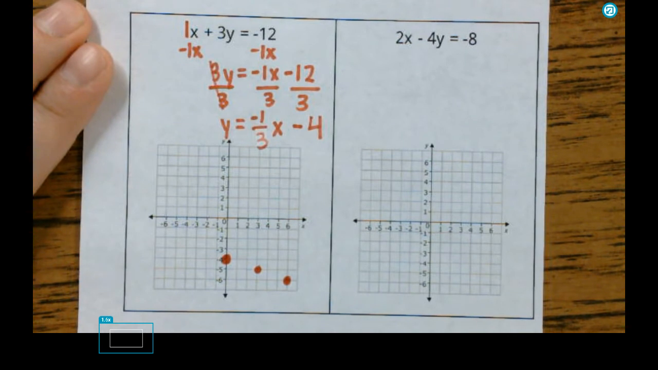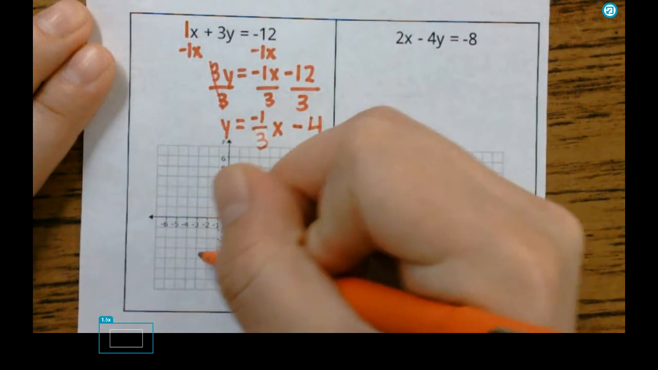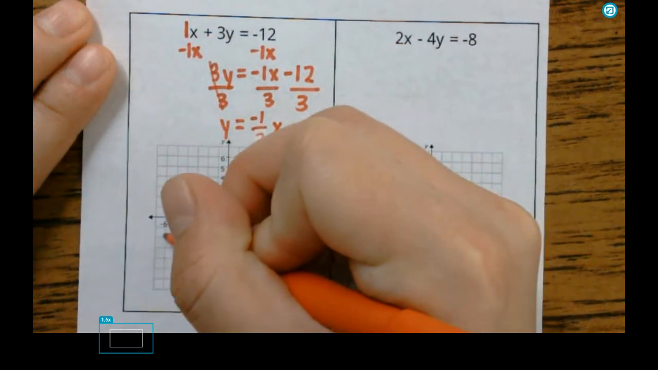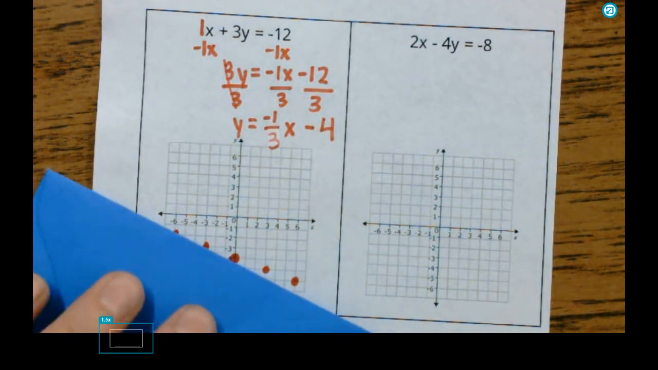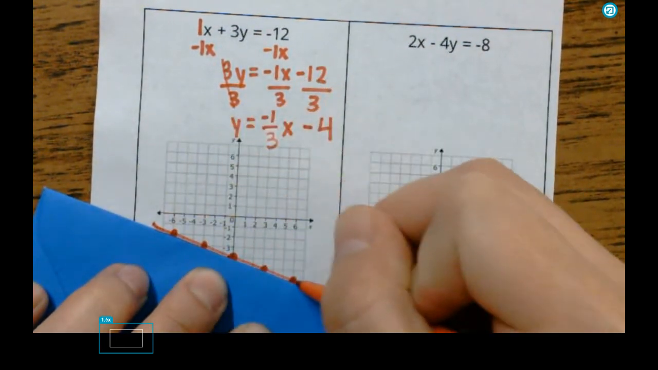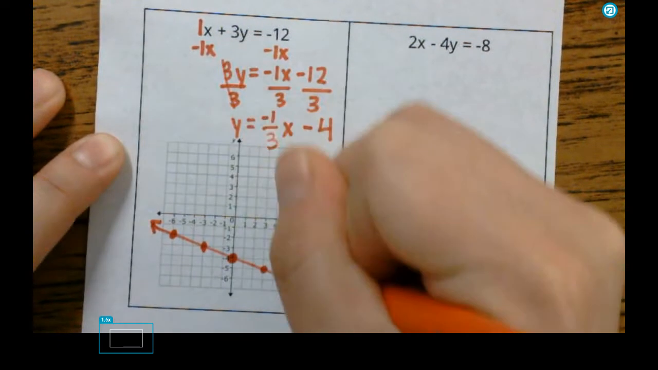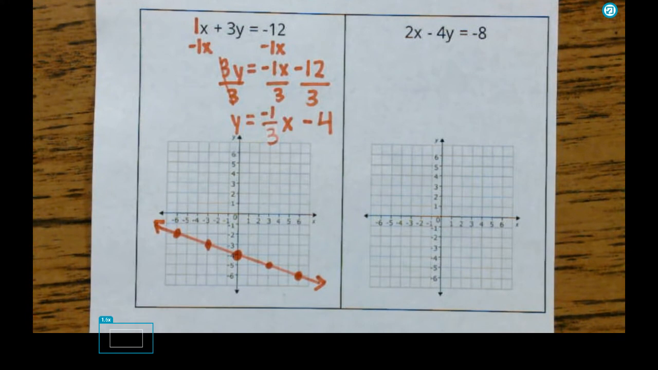Then, once we've done that, to make our graph extend the other way, we can now reverse them both and go up 1, left 3, up 1, left 3. And then we can connect those. I don't have a ruler up here, so I'm going to use this envelope. Connect it into a nice straight line. And we can put arrows on both ends because this line goes forever and ever. Okay, questions right now?